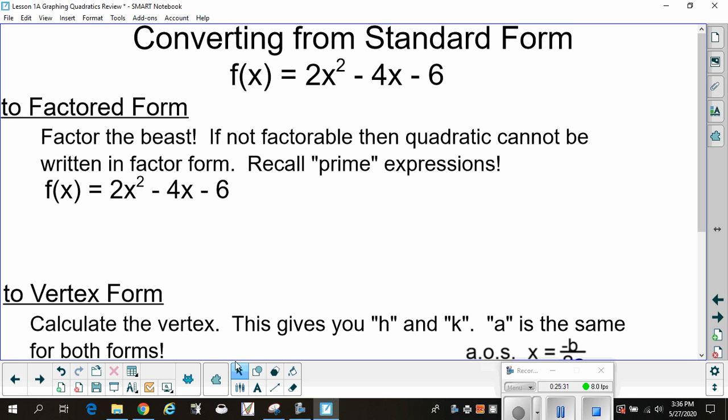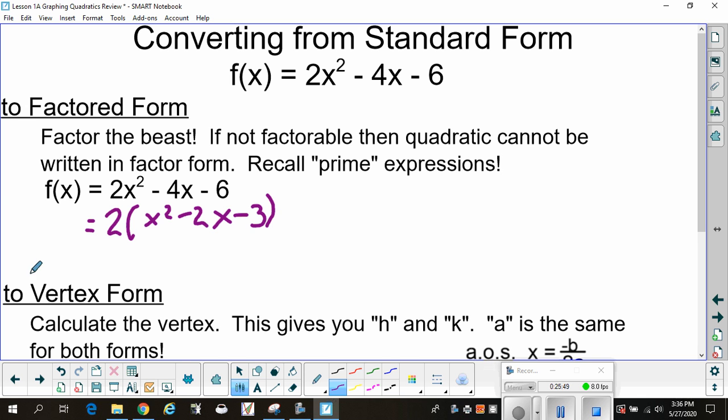Now, this one, if we're going to factor it, first thing I'm going to do is take out a 2. So I'm going to factor it to 2, and then I have x squared minus 2x minus 3. I now need factors of -3 that will add to -2. Well, that's going to be x minus 3 and x plus 1. Now it's in factored form.